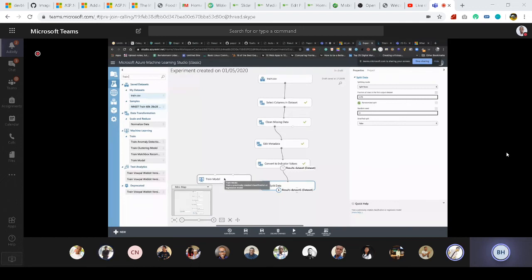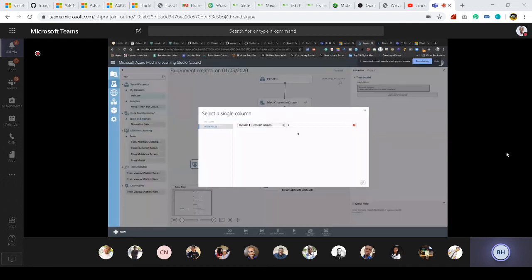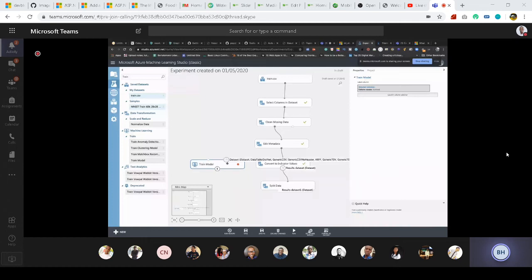So I need to train the model. This is where I indicate the label column that I'm trying to predict, because from the beginning I've been loading all the columns and I didn't indicate my target label. This is what I'm trying to predict on. So now I'll pick that, which is survived. Yes. So I'm trying to predict on survived. And I'll connect.